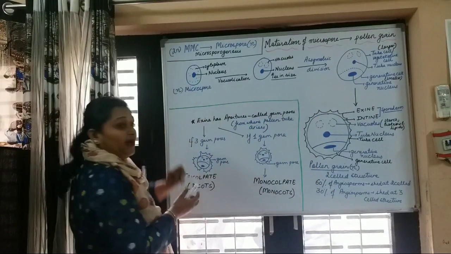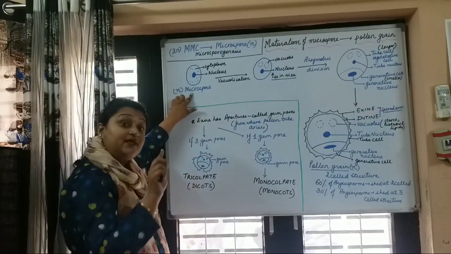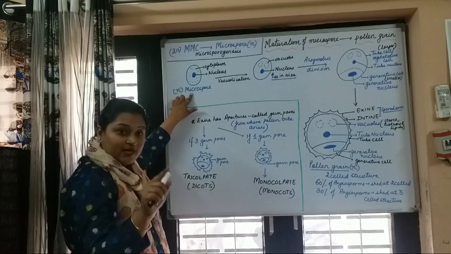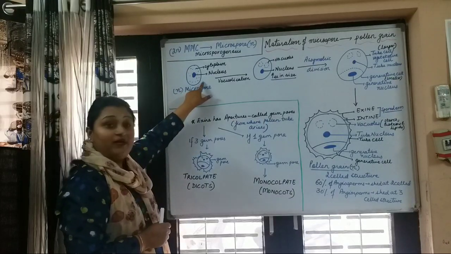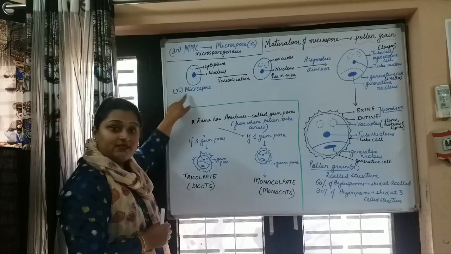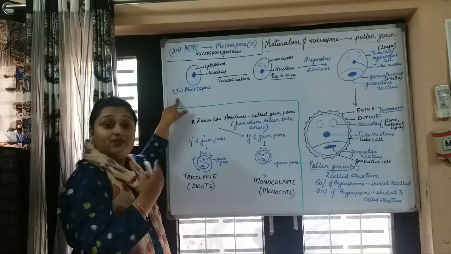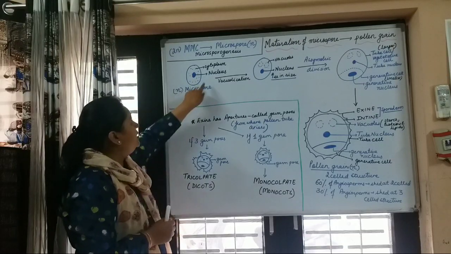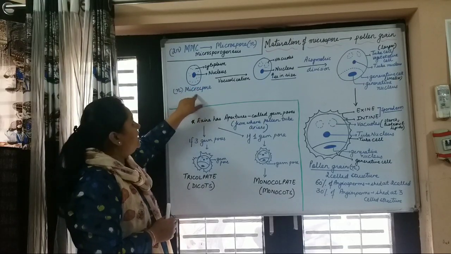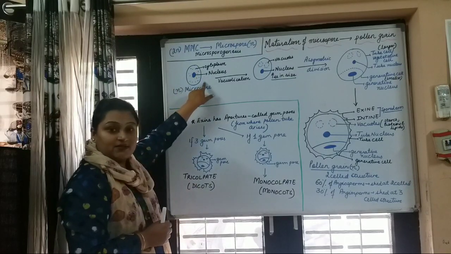We have got the microspore structure after meiosis. That means the callose dissolution takes place, and from a tetrad we get 4 microspores. The microspore is haploid because it is the result of meiosis. A microspore has a big nucleus and dense cytoplasm.